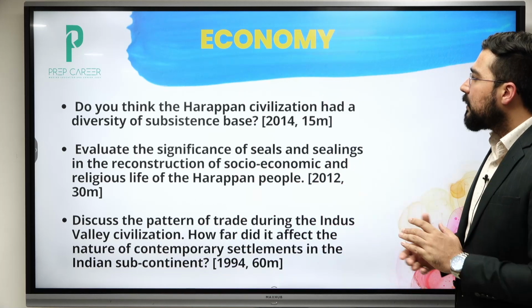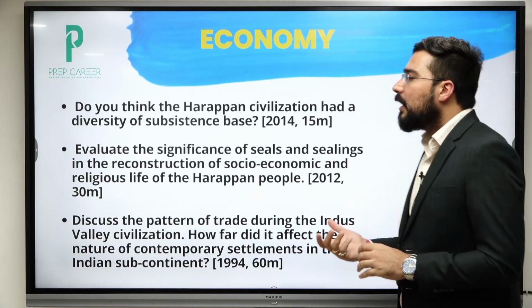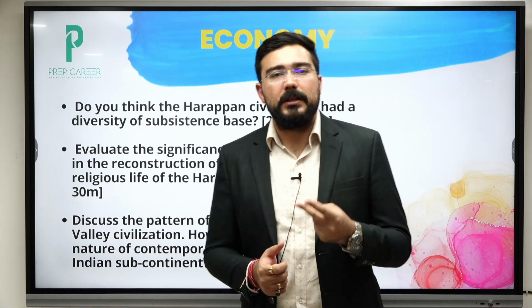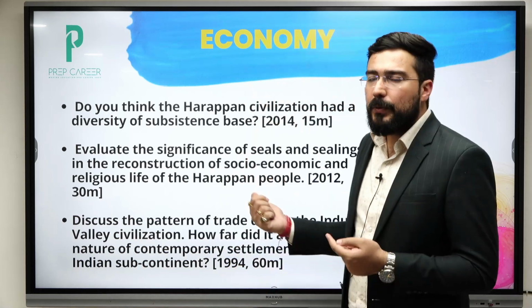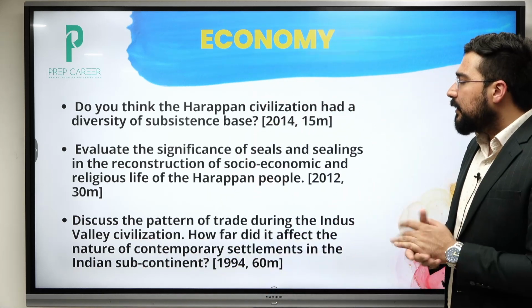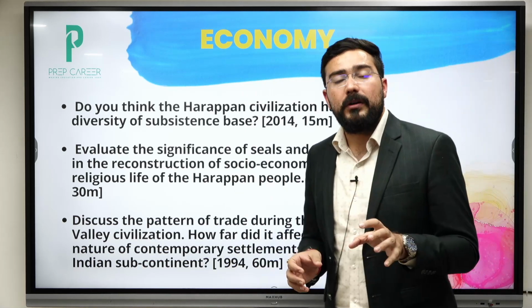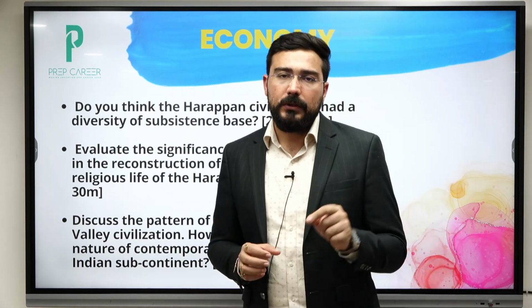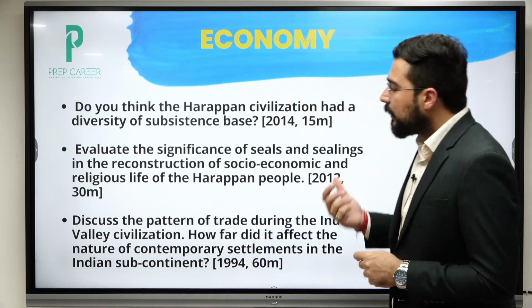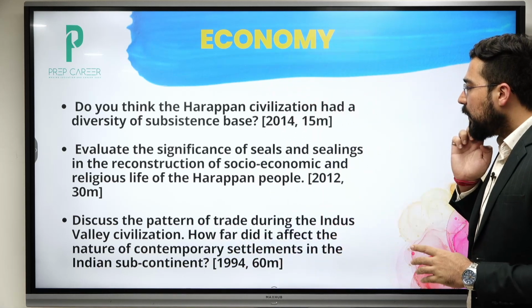Do you think the Harappan civilization had a diversity of subsistence base? So you need to talk about agriculture, animal husbandry, marine resources. This was asked directly from Upinder Singh. Then we see the significance of seals and sealings, which had a very important role in authentication of property. And last, discuss the pattern of trade during the Indus Valley Civilization.